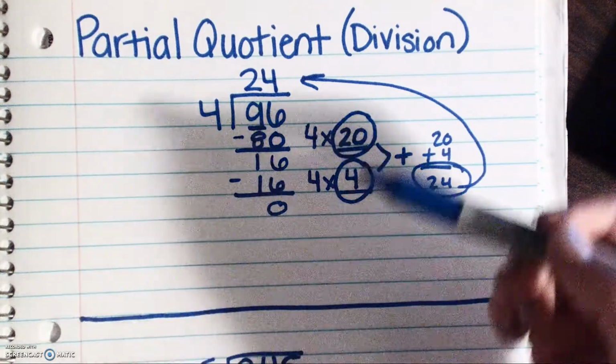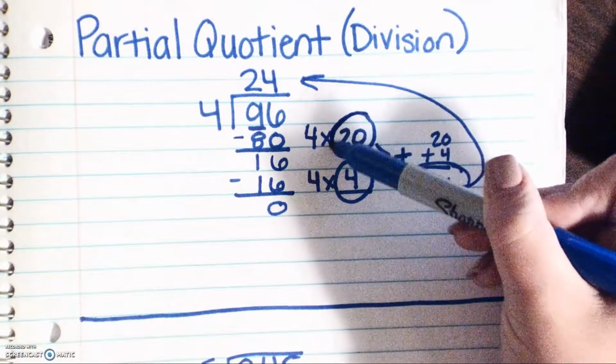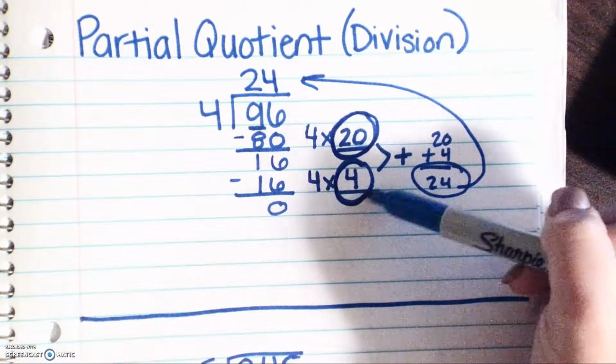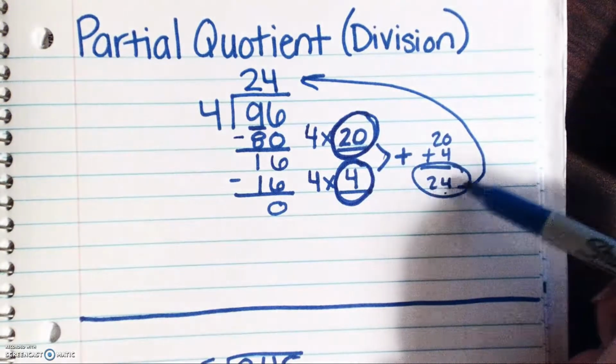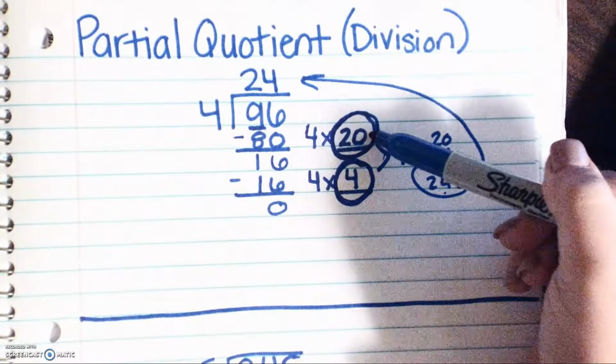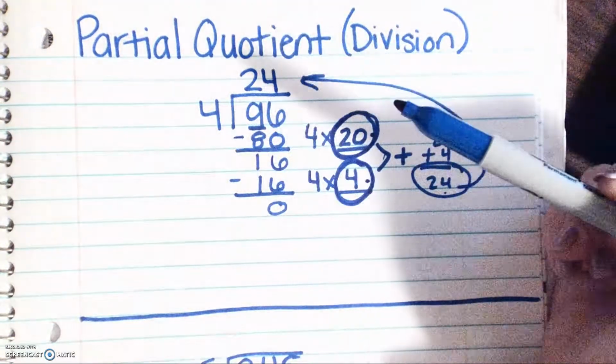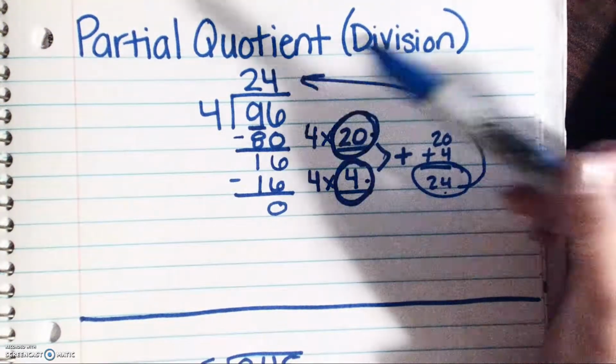So it's called partial quotient because these are parts of your quotient. When I add them together, I find the total, which is your quotient. So you're finding parts of the quotient. That's why it's called partial quotient.